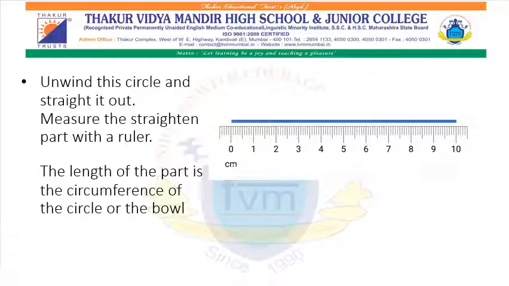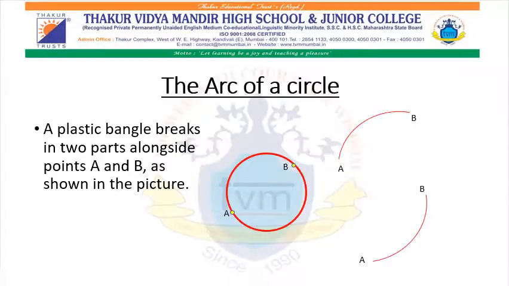Or if I say in easy language, the border or the periphery of your circle is the circumference of that circle. Arc of a circle. A plastic bangle breaks into two parts along the points A and point B as shown in the figure. Each of these parts is called an arc of the circle. That is, arc AB and arc BA.